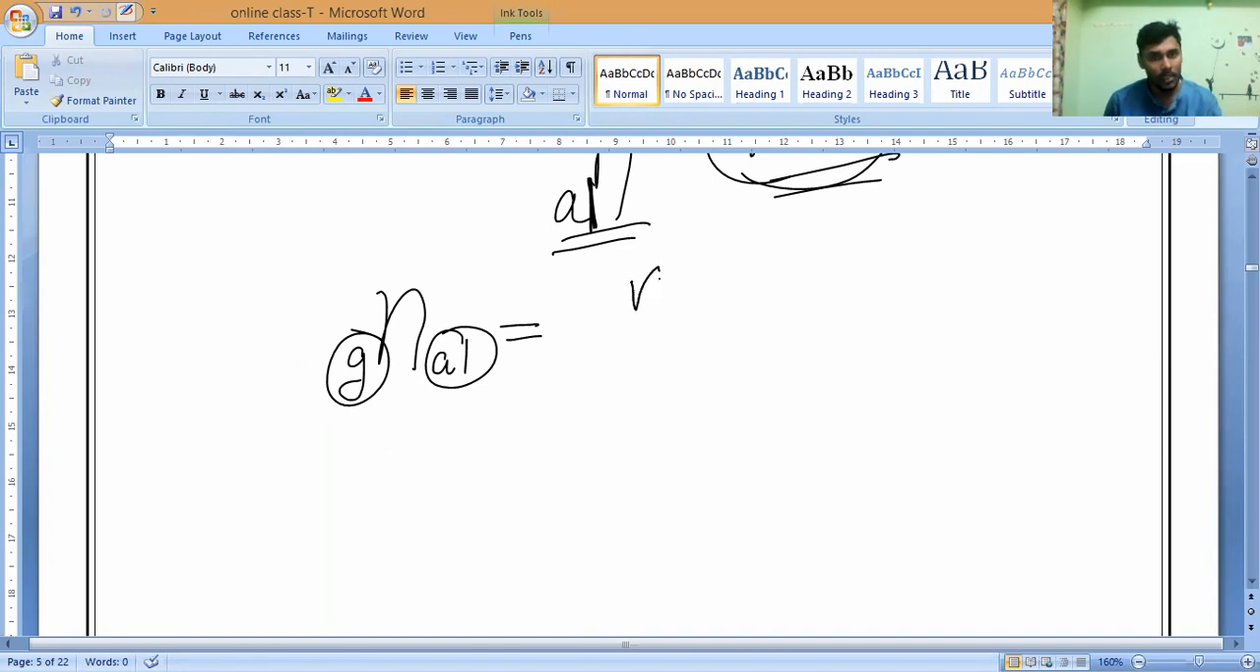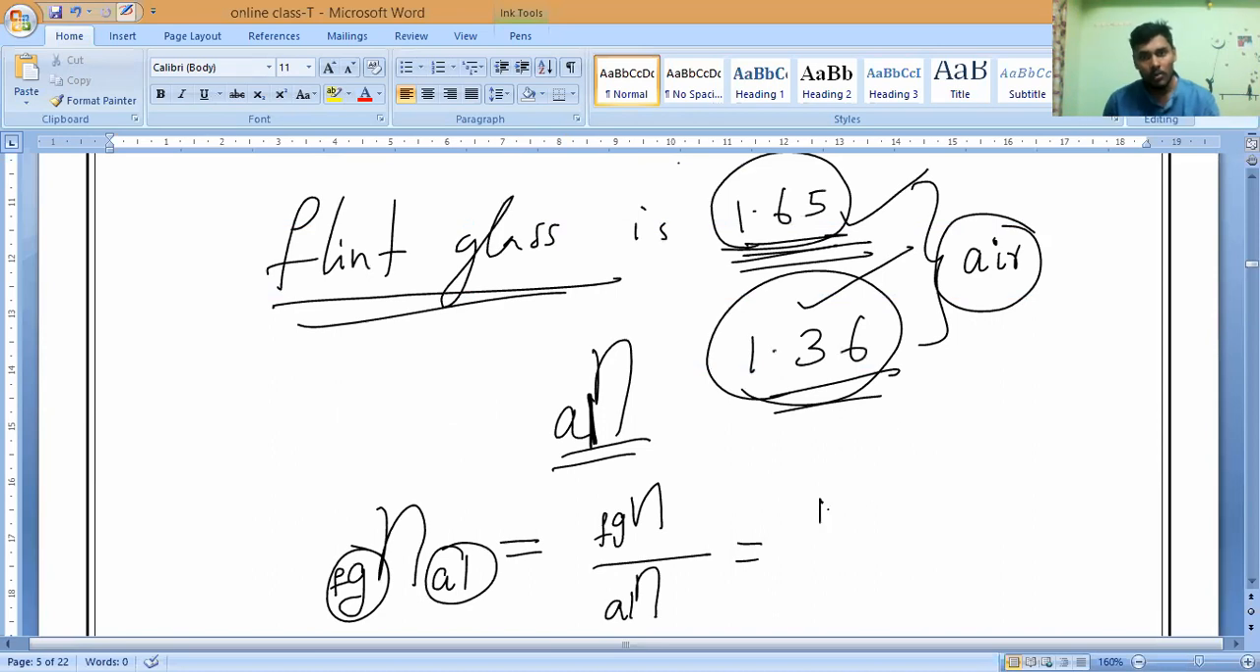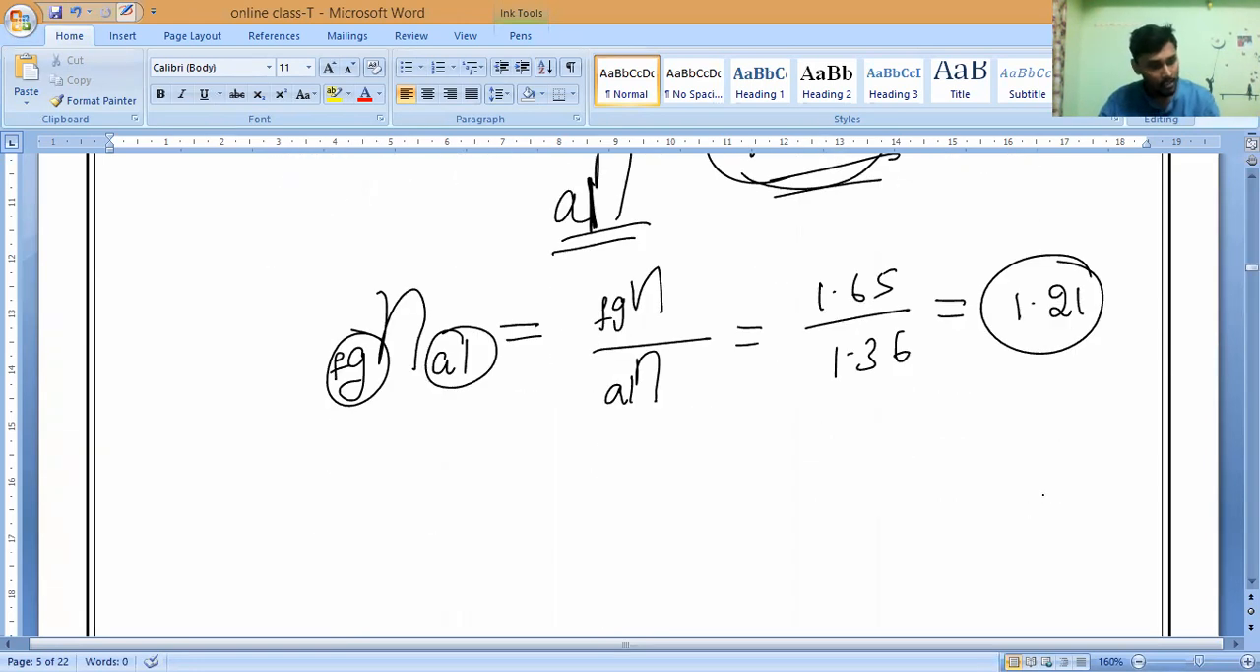So directly what can we write? Refractive index of flint glass divided by refractive index of alcohol. That's what the answer will be. Directly you can write 1.65 divided by 1.36, which equals what, guys? 1.21. That's all. Understand?